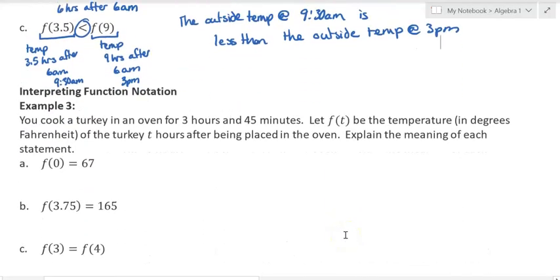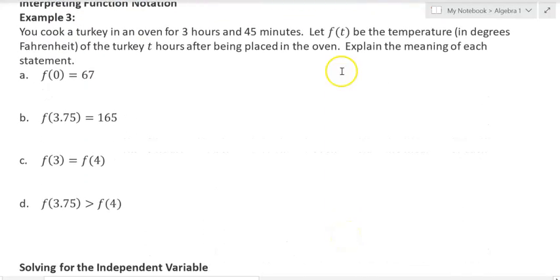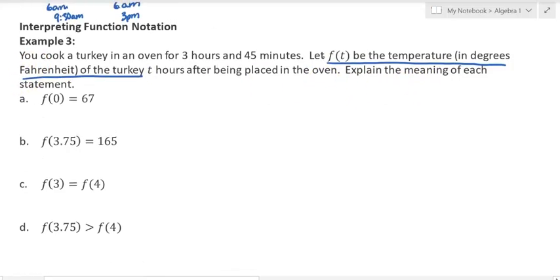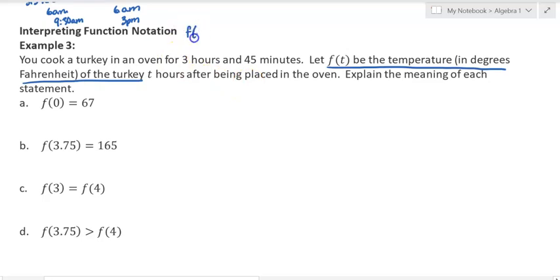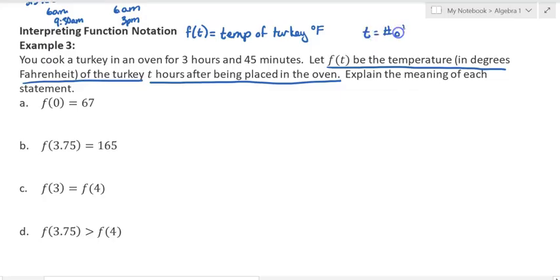Okay. This says you'd cook a turkey in an oven for 3 hours and 45 minutes. All right. f of t is the temperature in degrees Fahrenheit of the turkey. So I'm going to write that right above here. So f of t, the output, is the temperature of the turkey in degrees Fahrenheit. t is hours after being placed in the oven. So t is the number of hours it was in the oven.